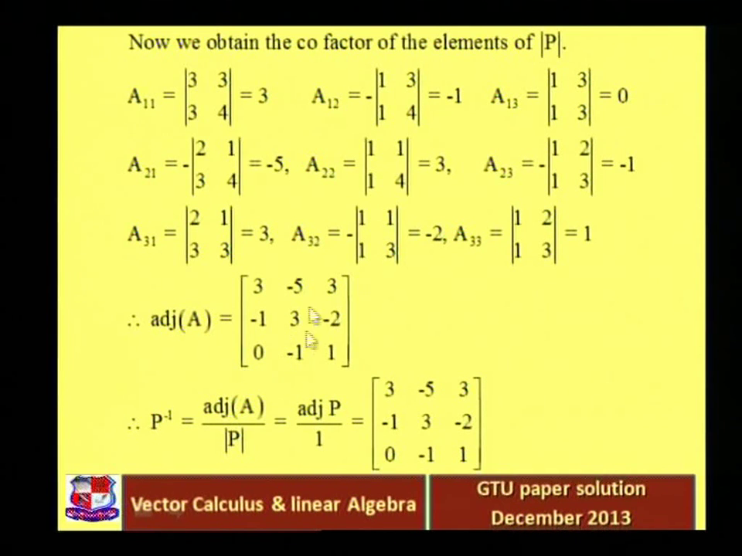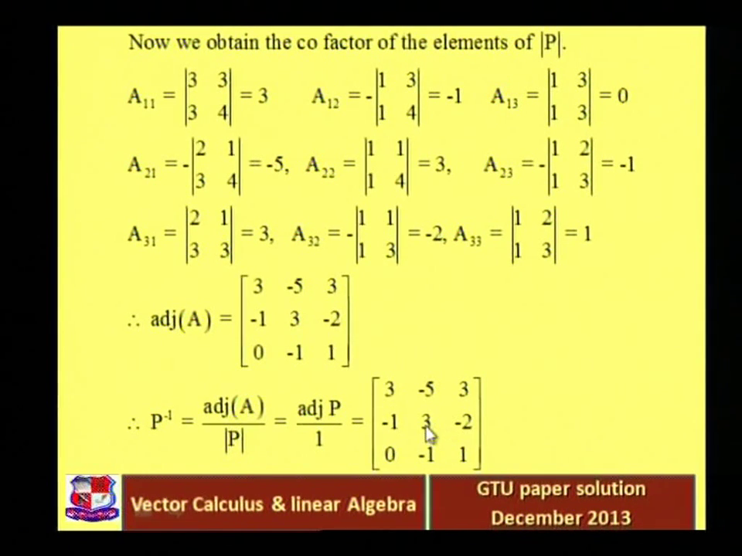Then the second column is nothing but the cofactors of the second row of the matrix P, right? Minus 5, 3, minus 1. And the third column is exactly the cofactors of the elements of the third row. So 3, minus 2, 1, right? And P inverse is nothing but the adjoint of A divided by the determinant of P.